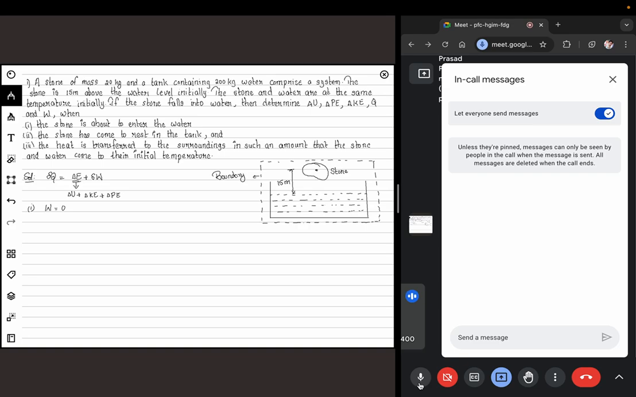So here we have specified that the stone and water are at the same temperature initially. If there is no temperature difference, then there wouldn't be any heat transfer. So the heat transfer is also 0 before it touches the water.